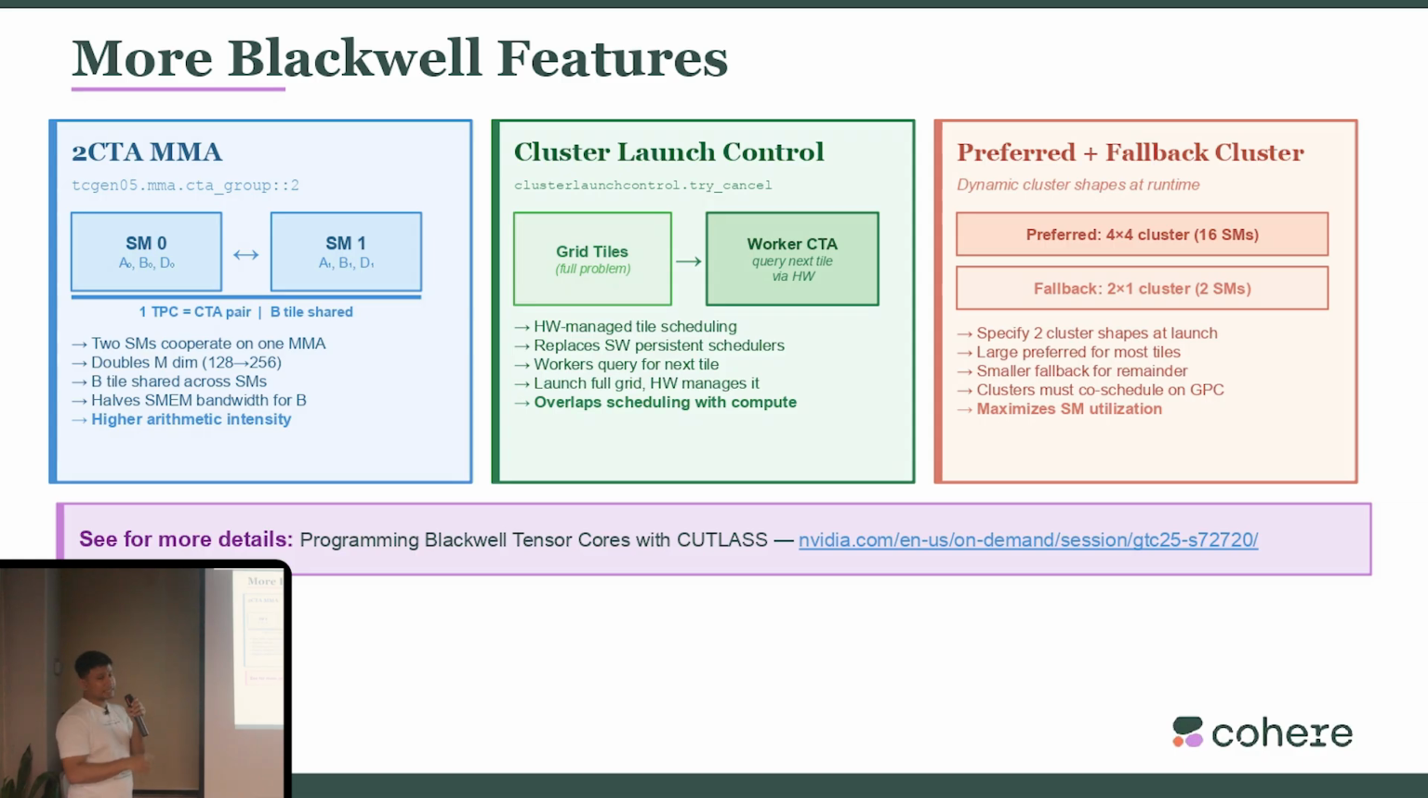So this is very helpful in case of MoEs, when you don't know how the router decides which experts to send the tokens to, and you don't know how many tokens to schedule. Like, you don't know about how many tokens each expert will get. So that's very useful in this part, the cluster launch control. You can steal work from one of the SMs where it is less compute intensive to another one. And the third one is preferred and fallback cluster.